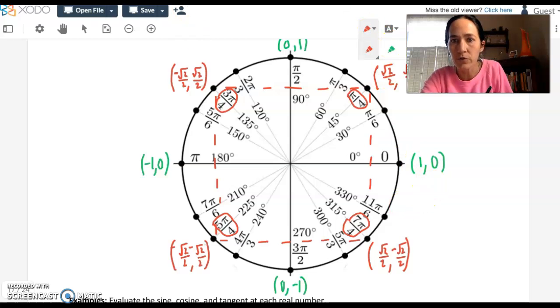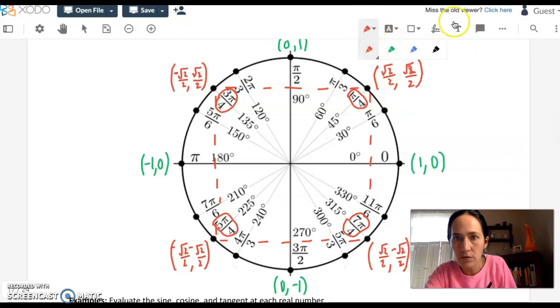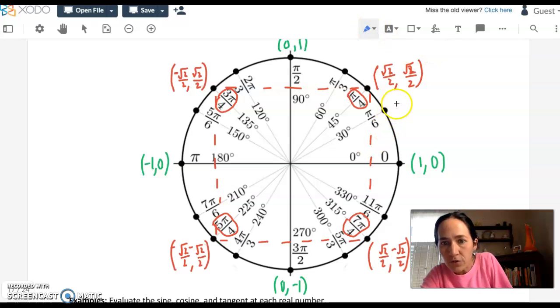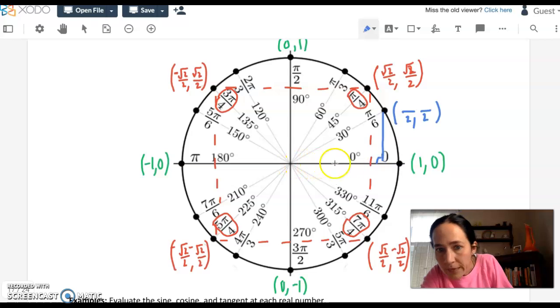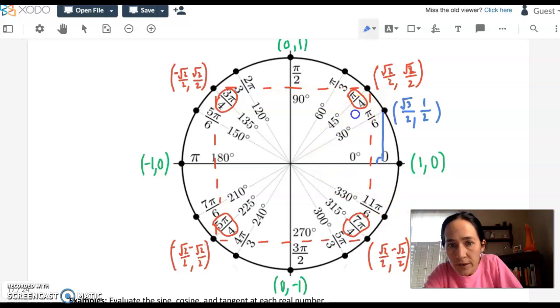So I'll switch to blue and label the x and y. So think about if you're forgetting which one comes first. Is it the 1/2 or the square root of 3 over 2? Think, man, if I'm generating this right triangle, I'm coming out further than I'm going up. So my x coordinate is going to be bigger than my y coordinate. And this should be able to be transferred straight across the unit circle over to 5 pi over 6.